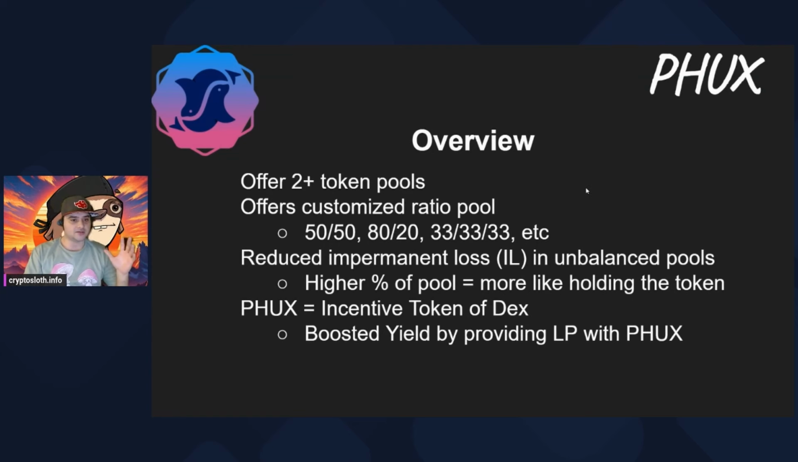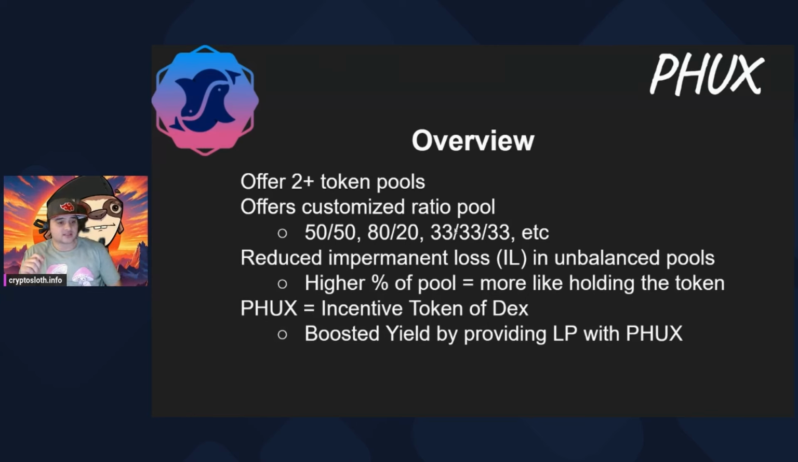One big thing about these customized ratio pools and having more than 2 tokens on a DEX is that your risk of impermanent loss actually can be reduced in these unbalanced pools. A lot of the reason is that if you have a higher percentage of one coin in a pool, it's more like you're just holding that single token. So, for example, in an 80-20 pool, you would have much less impermanent loss than a 50-50 pool, because only 40% of your entire position is in a 50-50 split, and the other 60% is essentially, you can think of it like on its own. I'll show you some numbers on exactly how that impermanent loss works in a little bit.